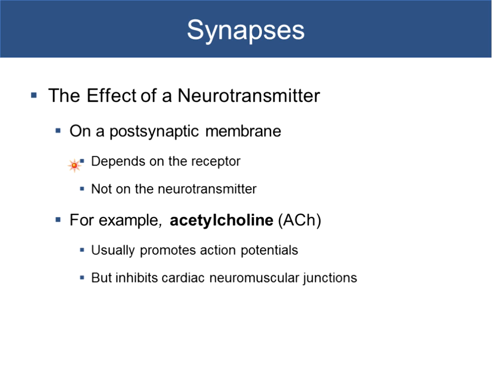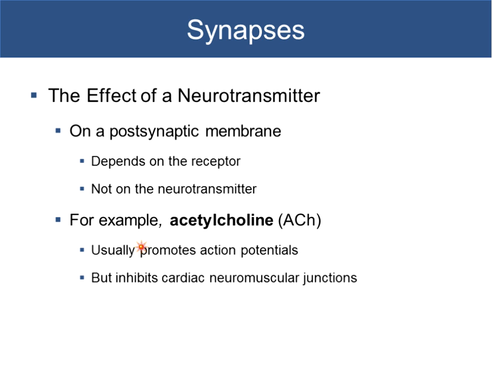So the effect of the neurotransmitter on the postsynaptic membrane depends on the receptor, not on the neurotransmitter. Acetylcholine, from what we have learned in the neuromuscular junction, usually acts as an excitatory neurotransmitter. It's going to promote action potentials. However, in the heart, it inhibits the cardiac neuromuscular junction. When acetylcholine is released at the heart muscle, it causes hyperpolarization and suppresses action potentials.